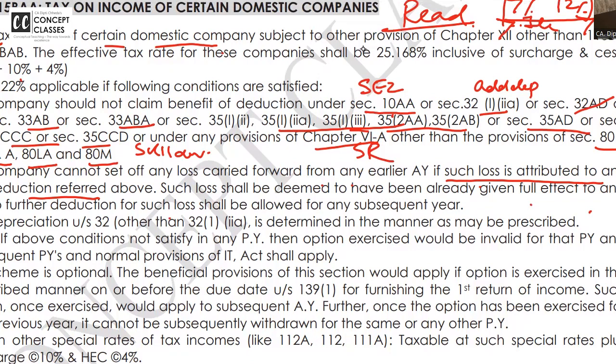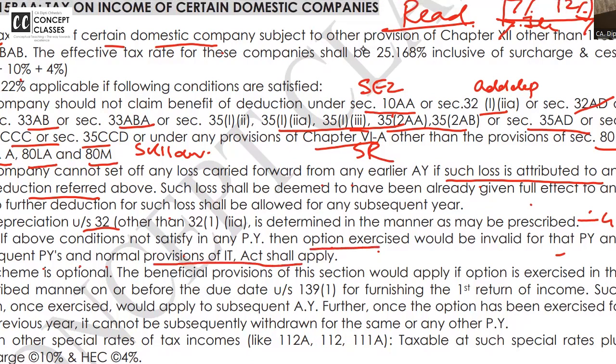यहाँ तक clear है. Depreciation under 32 will be allowed, but additional will not be allowed, and this depreciation is never more than 40%. अब वो वैसे भी 40% ही है. If the above conditions are not satisfied, the option exercised would be invalid, and subsequent previous year normal income tax will apply.